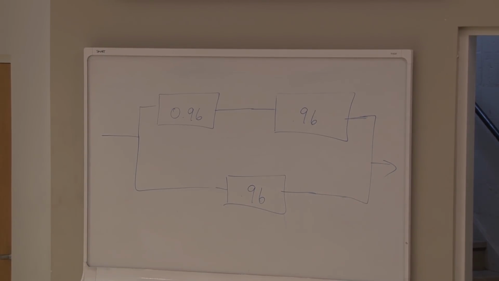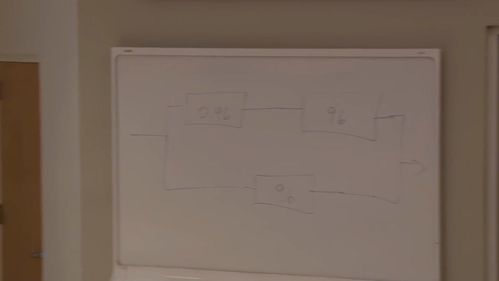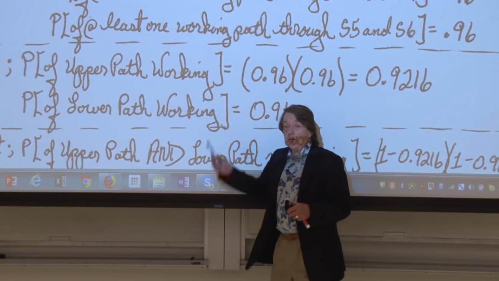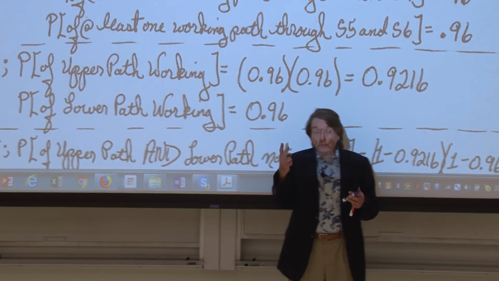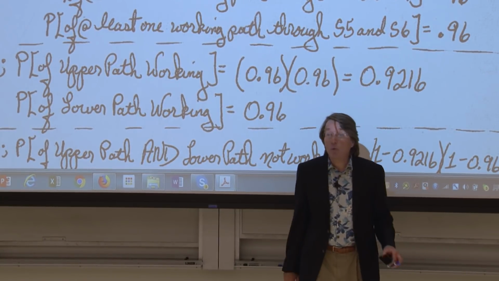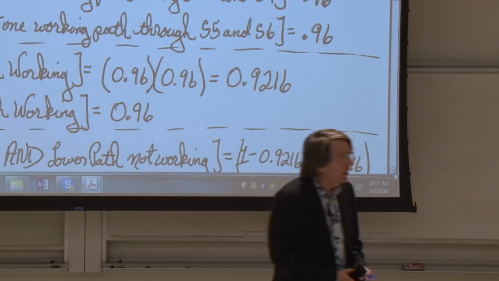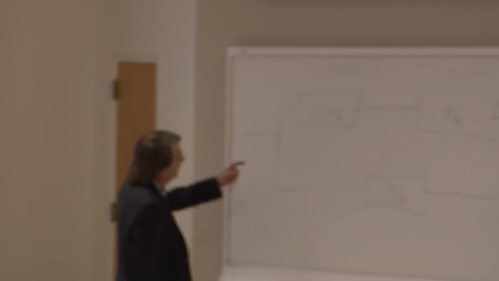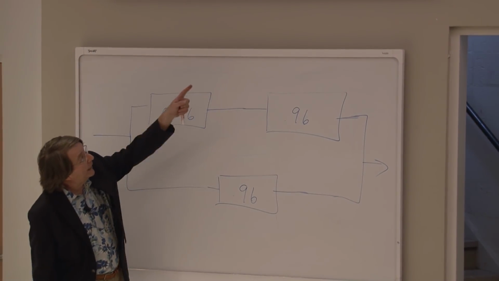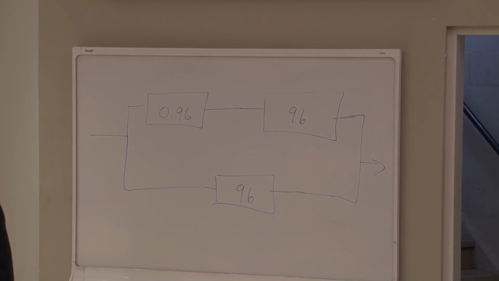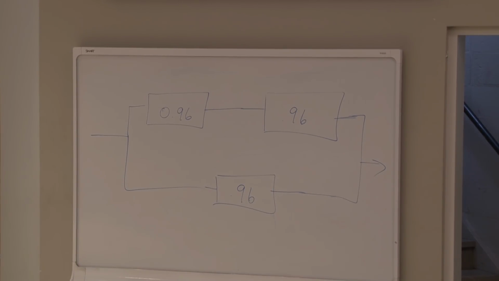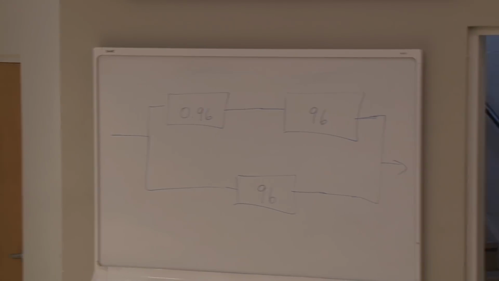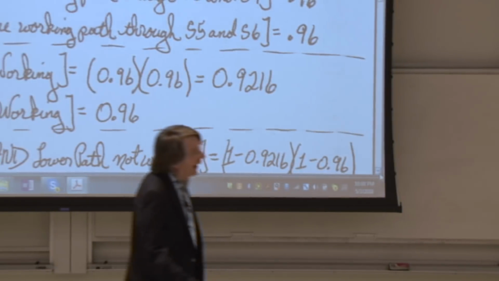So we're almost done. I think we're doing pretty good. Now, what's the probability of the upper path working? For the upper path to work, both of these new sensors that we've combined have to work. We've got to get through both parallel paths. So that's going to be 0.96 times 0.96. That gives us 0.9216. Now, what's the probability of the lower path working? 0.96.